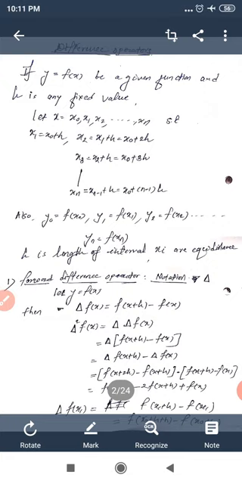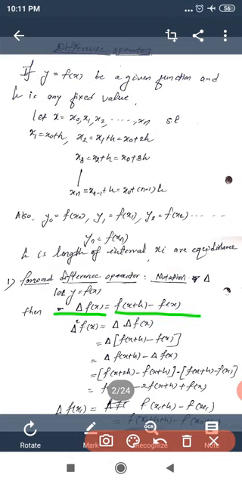So what is the forward difference operator? The notation for the forward difference operator is del. Let y equal f of x be a function of x. Then del of f of x is equal to f of x plus h minus f of x. That means in f of x add h, minus the original function f of x, that is, the next value minus this value.